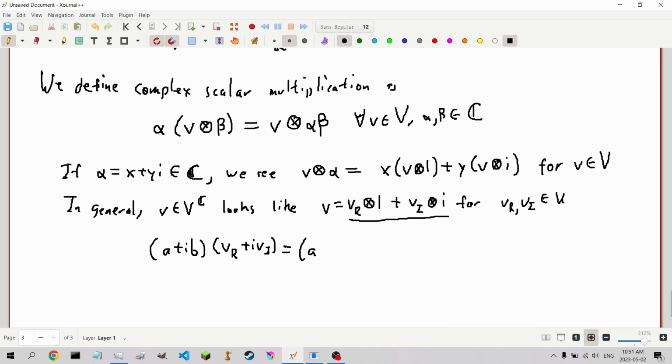And this is going to look like what you would expect: a v_R minus b v_I. This can be a real component, and our imaginary component is going to be, of course, b v_R plus a v_I. And so our complexification is going to just look like V plus this notated as iV.